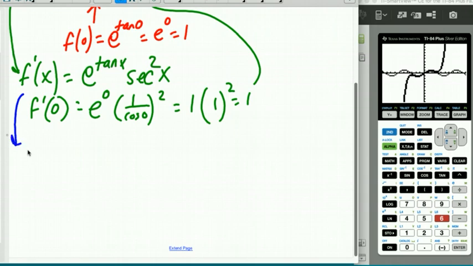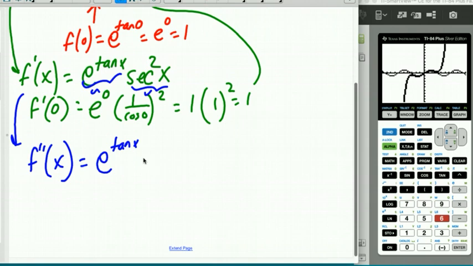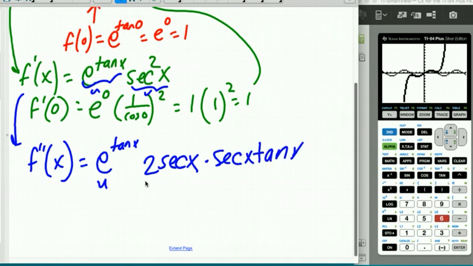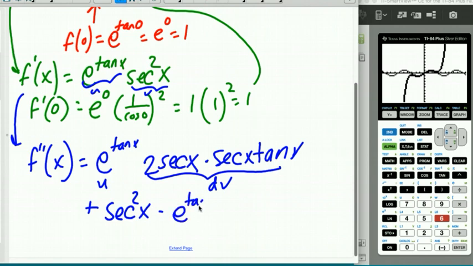So that's going to be less fun. So f double prime of x is going to use a product rule, right? So here's my u and here's my v. So u dv is less fun. It's going to be the derivative of secant squared, which is 2 secant to the first times the derivative of secant. Okay, so this was my u, this was my dv, plus v, which is secant squared, du, which is e to the stuff times the derivative of the stuff.